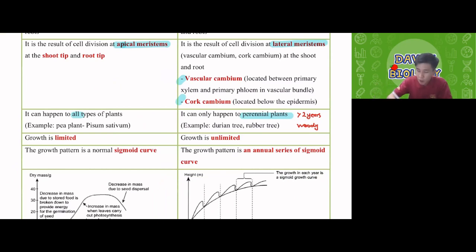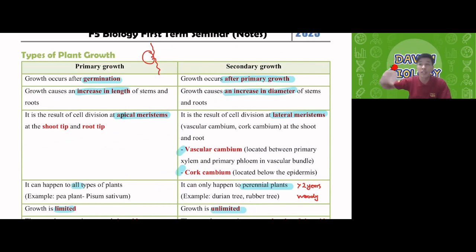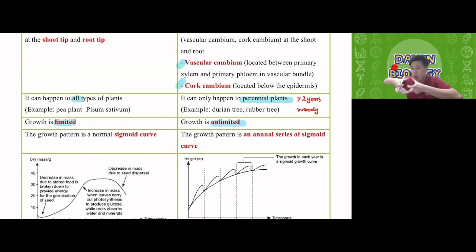Then primary growth is limited, unlimited for secondary. So this is like human and that. Since primary growth is increased in height, length, just like human, there's a limit of how tall we can grow. Correct? Same. But there's no limit of how wide you can grow. Same like plants. The more you eat, the wider you become.